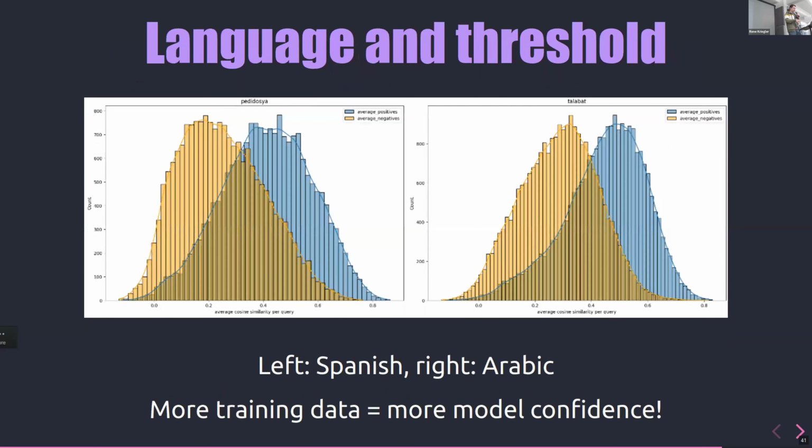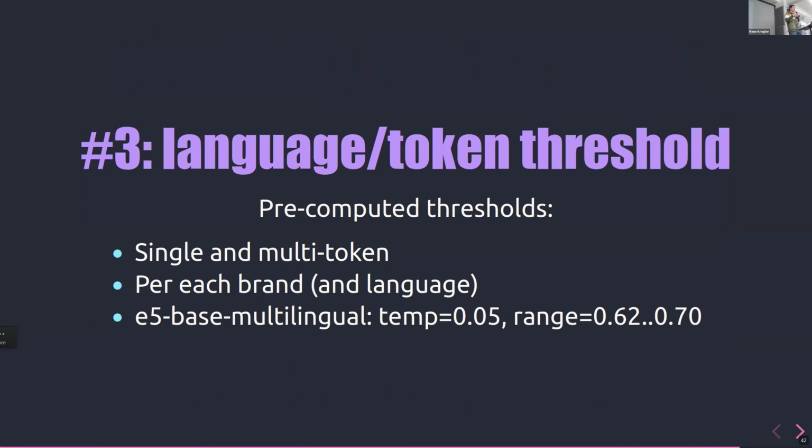I guess it's also related to language, but only implicitly, because it's mostly correlated with the amount of training data that language has in your data set. We have less Spanish and more Arabic, and you see that the model is less confident in Spanish and more confident in Arabic. But if you do some sort of balancing of your data set, you might get these distributions to match. So in the end, we went with a very simple table approach. It's just a single and multi-token threshold per brand, per language, usually within the range of 0.6 to 0.7, but it depends on our custom model. It might be very different for your use case.